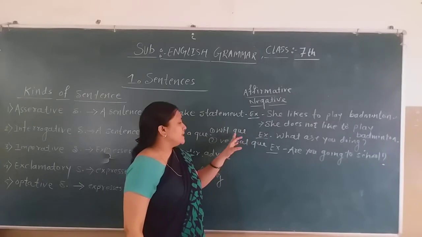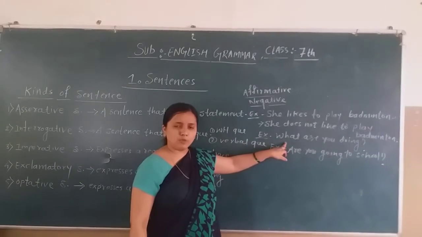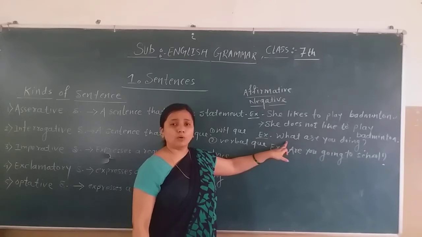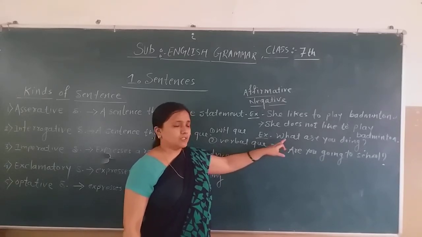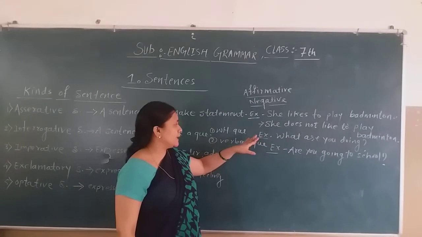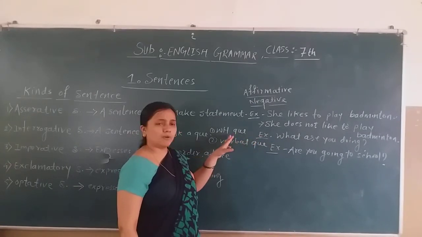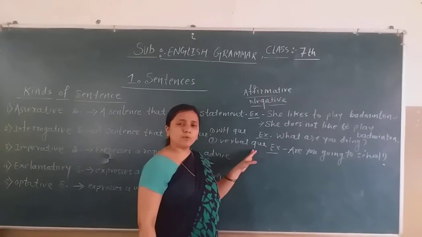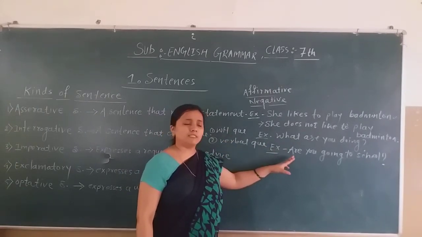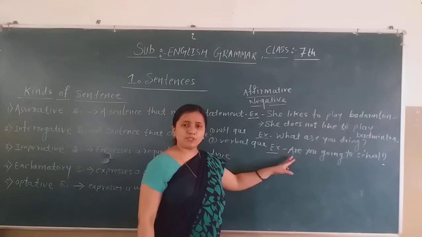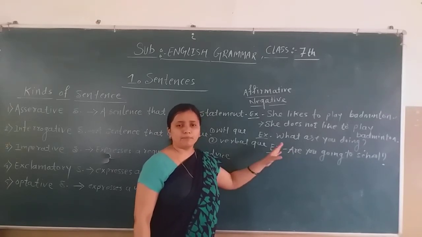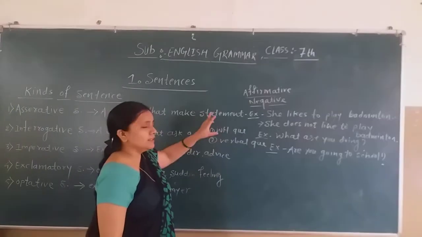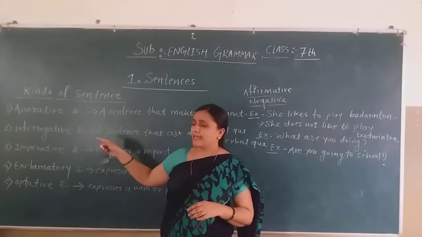The examples of WH questions start with WH words like what, where, when, how, why, which. From these words we can start any question, and these questions belong to the WH question. And the next one, verbal question, when we start any question with any helping verb like am, is, are, was, were, have, has, had, etc. So these are the first two kinds of sentence that we have seen.